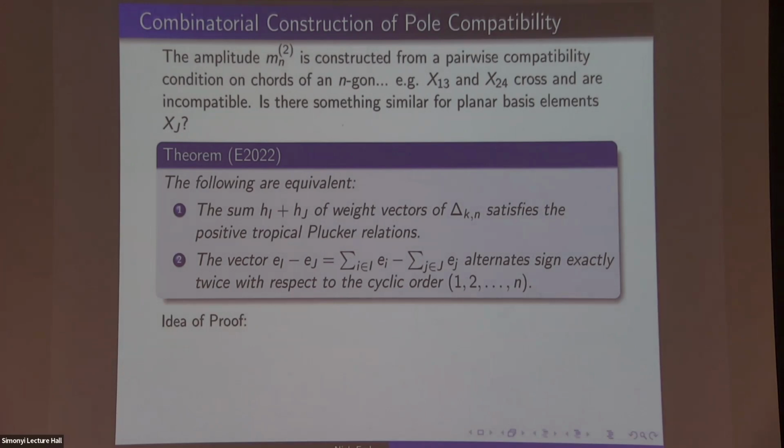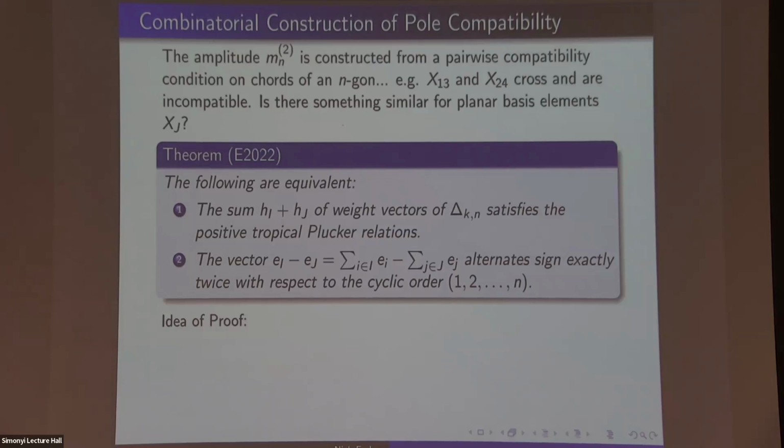Anyway, the main result is the following. The analog of the crossing chord condition is the following. H_I and H_J are compatible and satisfy the tropical Plücker relations if and only if their difference alternates sign exactly twice with respect to the cyclic order 1, 2, 3, up to n. So that's the analog of the chord crossing condition.